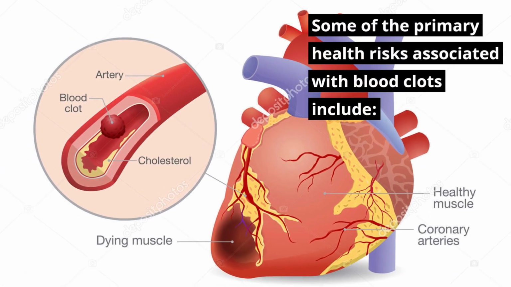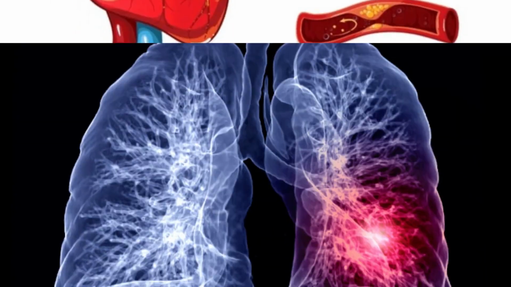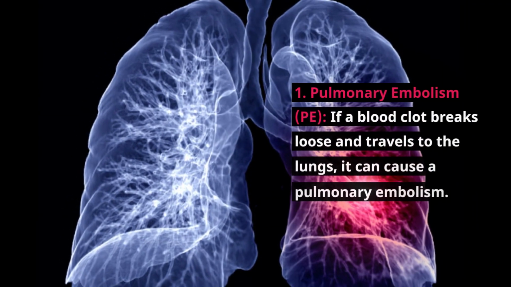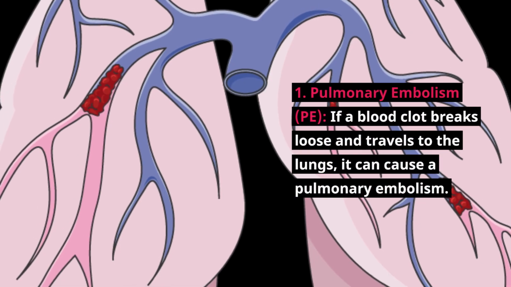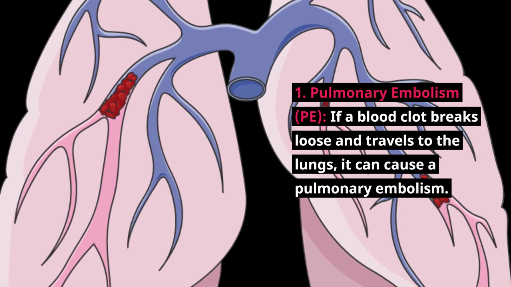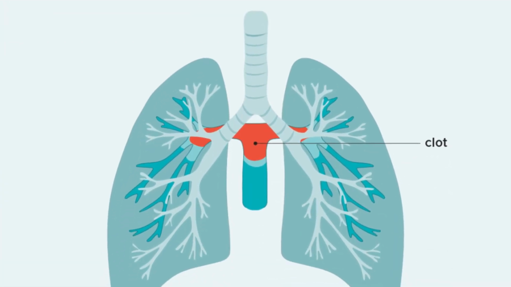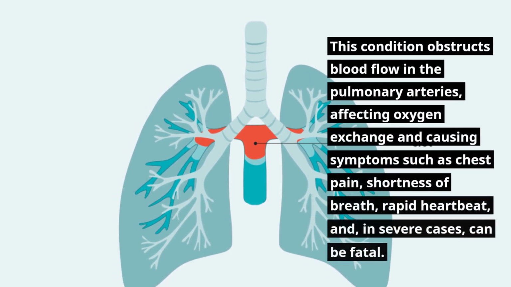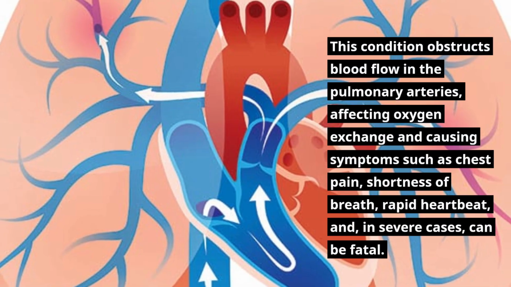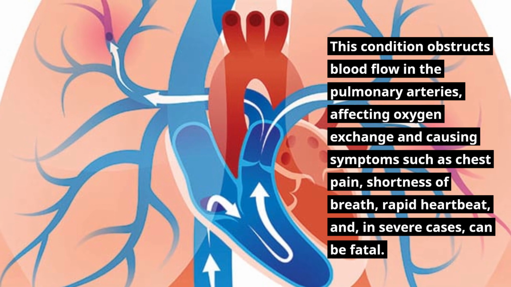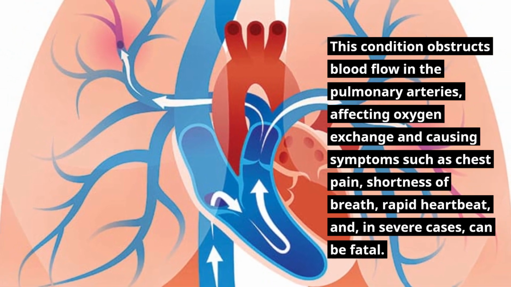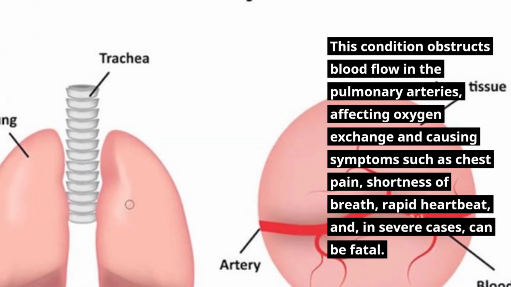Some of the primary health risks associated with blood clots include 1. Pulmonary embolism, PE. If a blood clot breaks loose and travels to the lungs, it can cause a pulmonary embolism. This condition obstructs blood flow in the pulmonary arteries, affecting oxygen exchange and causing symptoms such as chest pain, shortness of breath, rapid heartbeat, and, in severe cases, can be fatal.